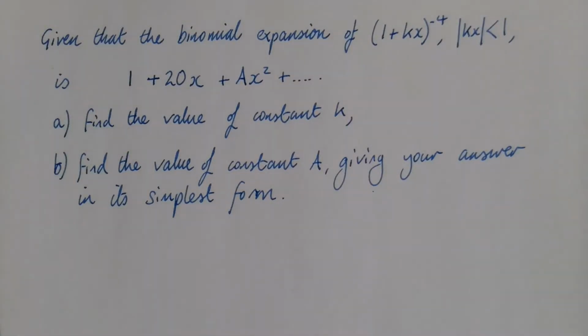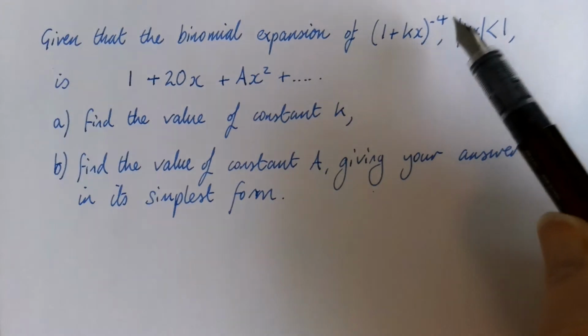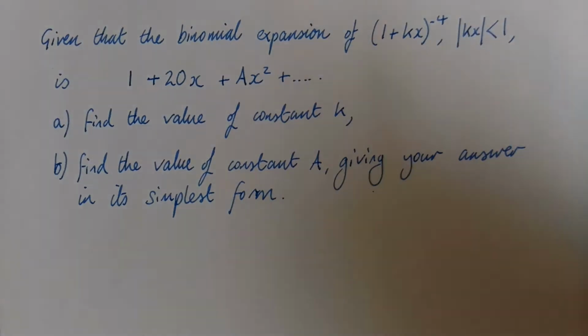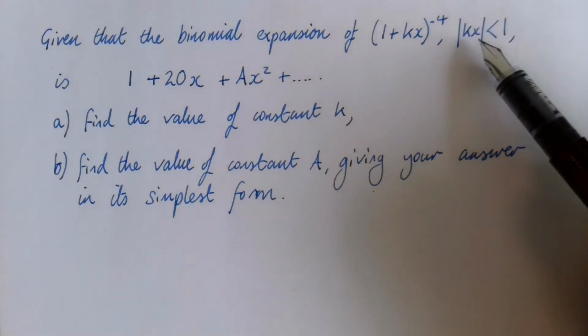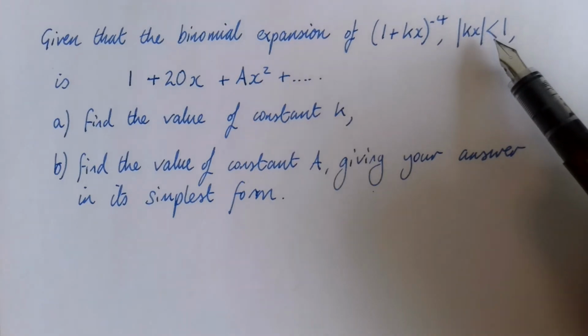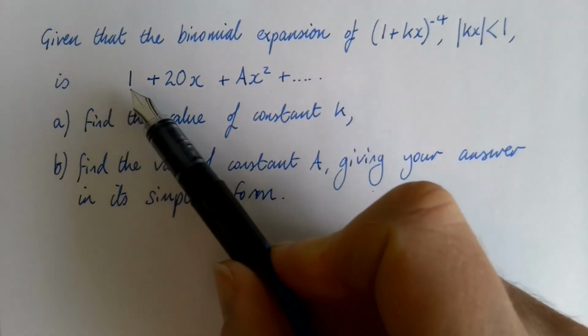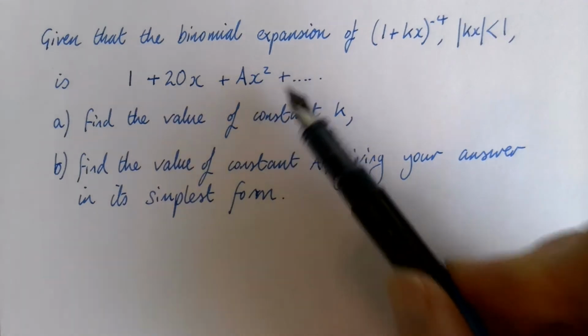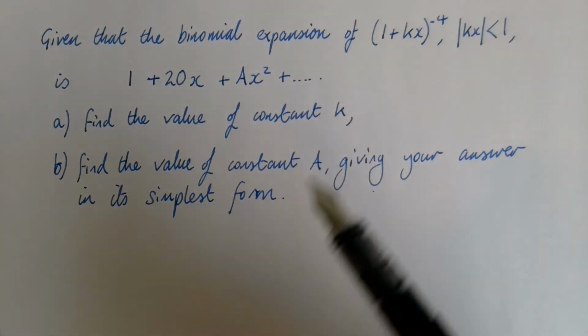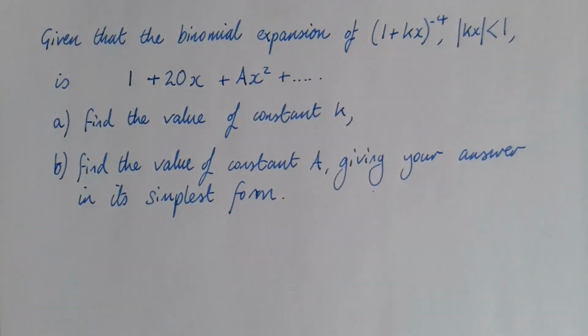Right, so here's our target question, if you like. Have a good look at that. The binomial expansion of (1 + kx)^-4, with the magnitude of kx being less than 1, is 1 + 20x + ax^2 + and so on. You've got to work out what k is, and find the value of the constant a, giving your answer in its simplest form. So if you think that's fine for you, then go for it.